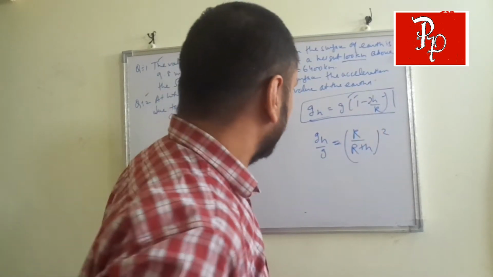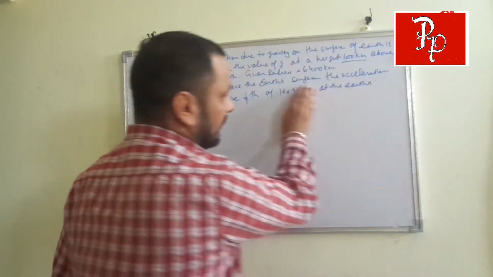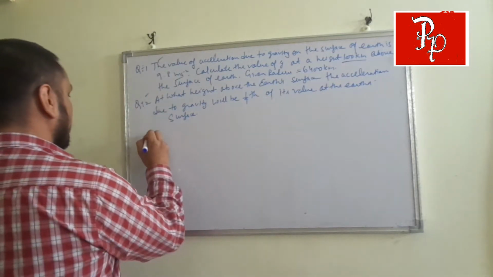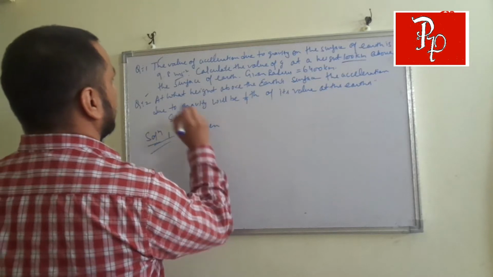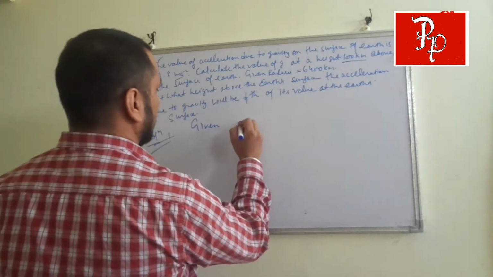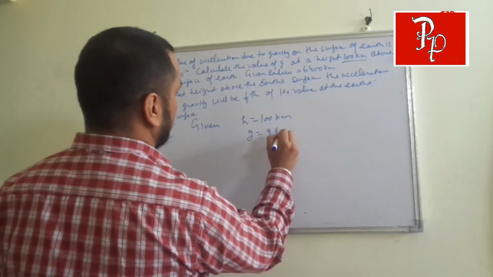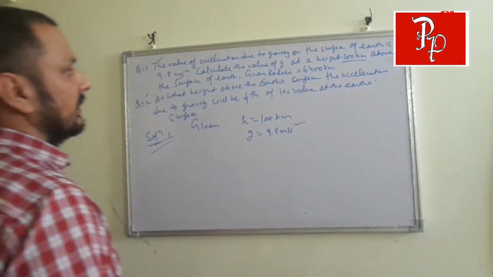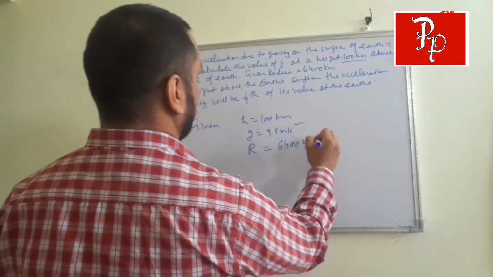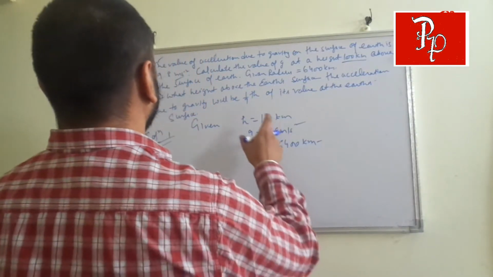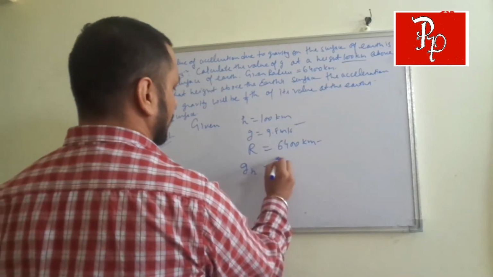How? Let's see. First of all, whenever numericals come, you have to write given. What is given to you in this? So the solution of the first numerical I am writing here. Given: height is 100 kilometers, value of g is 9.8 meter per second square, and radius of Earth is 6400 kilometers. All this is given to you. Now they are asking you to calculate the value of g at a height h, that is gh you have to calculate.